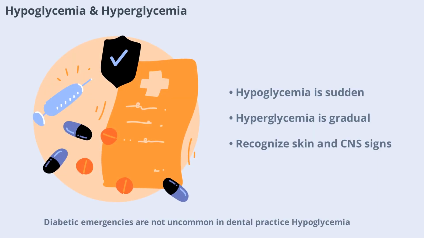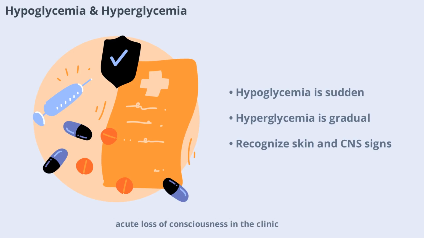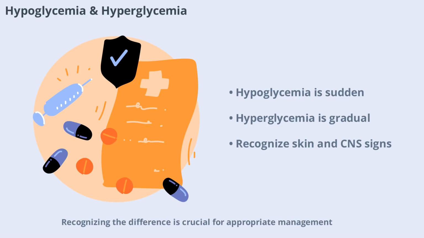Diabetic emergencies are not uncommon in dental practice. Hypoglycemia, often due to missed meals, presents with confusion, sweating, and possible loss of consciousness. Hyperglycemia develops more slowly and rarely causes acute loss of consciousness in the clinic. Recognizing the difference is crucial for appropriate management.